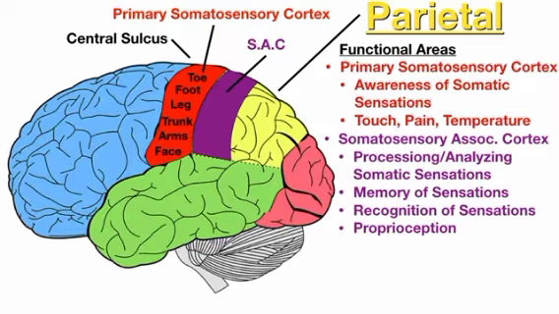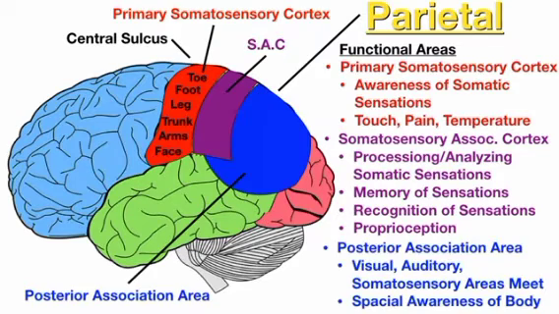But we're going to talk more about proprioception in this next area, which is the posterior association area. You can see that this area is not only in the parietal lobe, but it also dips into the occipital lobe and temporal lobe. And there's a reason for this. The somatosensory stimuli from the parietal lobe, the visual stimuli from the occipital lobe, and the auditory stimuli from the temporal lobe all meet at the posterior association area, and we process and analyze all this information, which helps us with proprioception and to develop spatial awareness of our body position and everything around us.